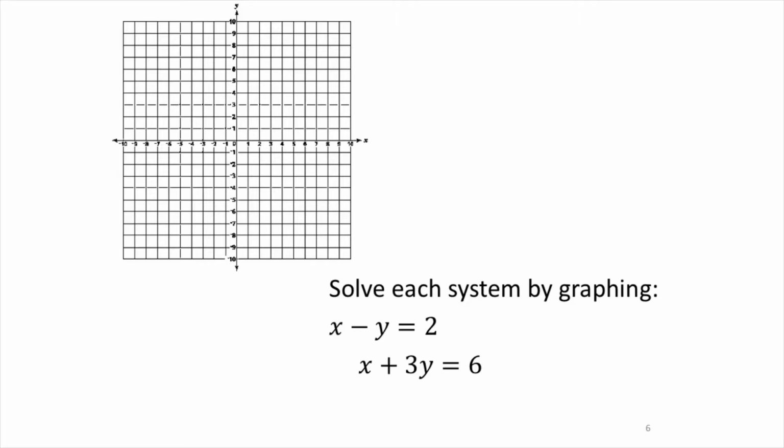Now, neither of these two equations are in slope-intercept form. And in order to graph the line, we do need them in slope-intercept form. So let's go ahead and start that out. And I'll start with the x minus y equals 2.